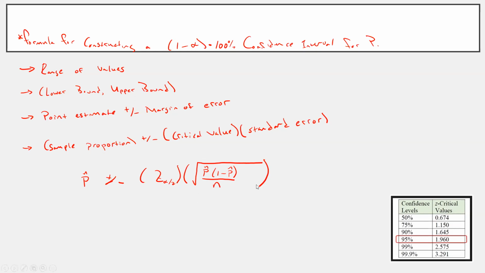Okay. I know it looks kind of crazy, but I actually think this is almost easier than the previous ones. P hat is just x divided by n. So I'll have to give you the information to find that. n is the sample size. And the only weird looking thing is this z with the subscripted alpha divided by 2. All this is a z critical value.